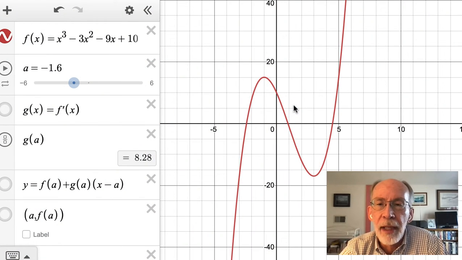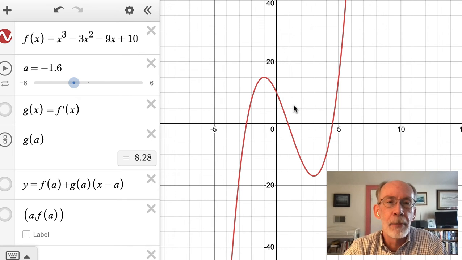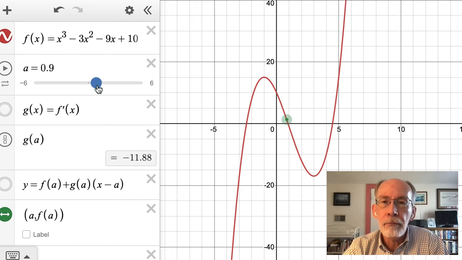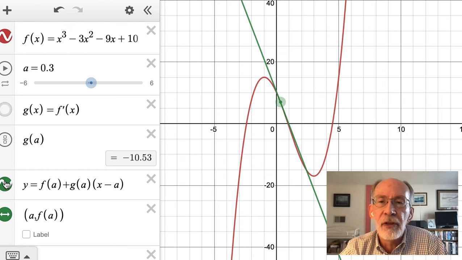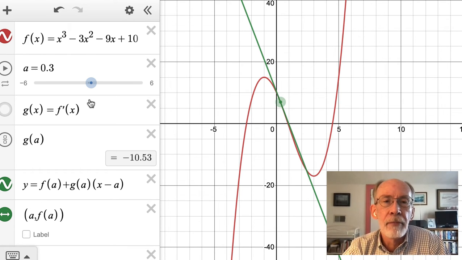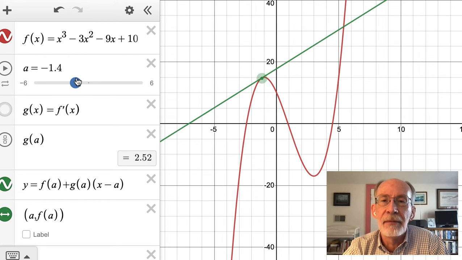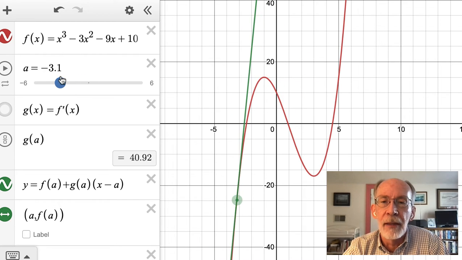So we have here sort of a generic cubic, f of x equals x cubed minus 3x squared minus 9x plus 10. And I have a point that I can slide around by means of a slider. And I'm going to include as well the tangent line to the function at that point, that value of x equals a.